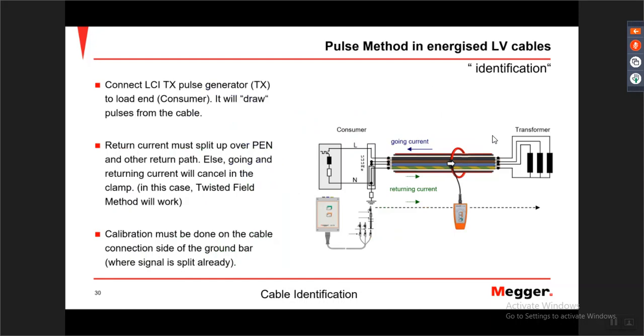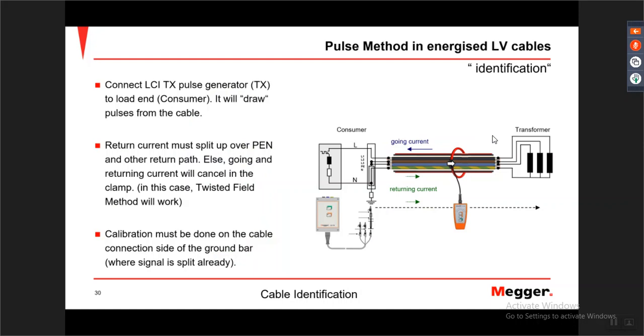Connect the transformer to the load and the consumer unit. It will draw pulses from the cable. So it actually uses the power in the consumer unit to generate its signal. Return current must split up over the positive and neutral end of the return path, else going and return current will cancel in the clamp. In this case, again, we would go to the twisted field method.